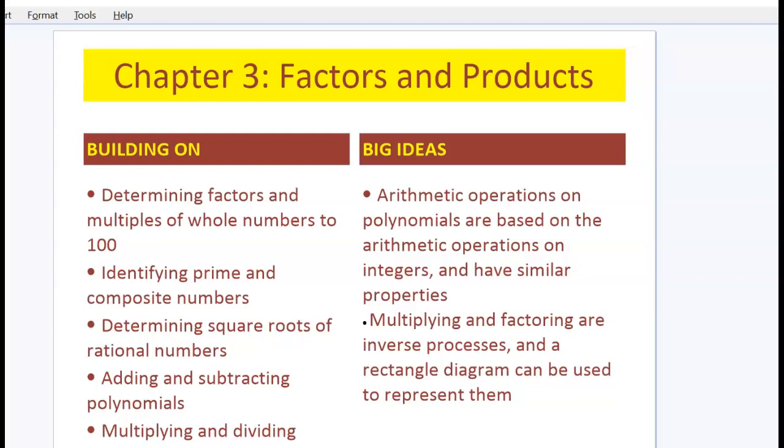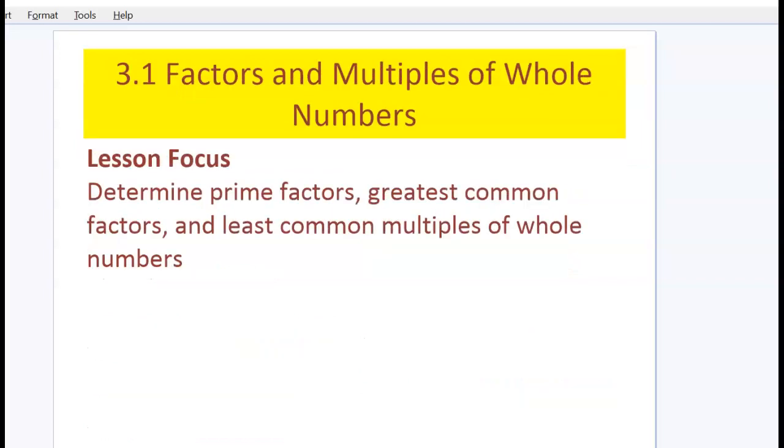Our big ideas for this unit are that arithmetic operations on polynomials are based on arithmetic operations on integers and have similar properties, and that multiplying and factoring are inverse processes. And we will look at factoring skills throughout this chapter. In section 3.1, we're going to deal with factors and multiples of whole numbers.